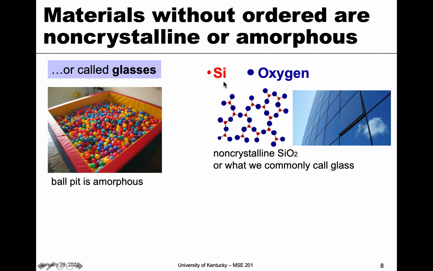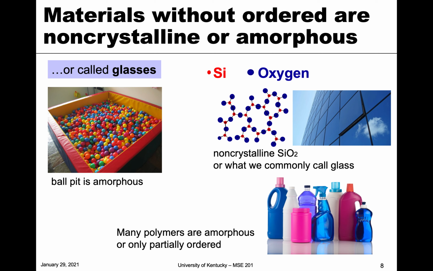You see here that we have silicon and oxygen, and they're bonded together, but the way in which they're bonded is very chaotic and not ordered in any way, right? It's a very random network that we see here. So this is non-crystalline, and this is typically the foundation of what we call glass. But also, the reason we call this inorganic glass is because many polymers or plastics tend to be amorphous or maybe only partially crystalline. So this kind of structure is very common in polymers.